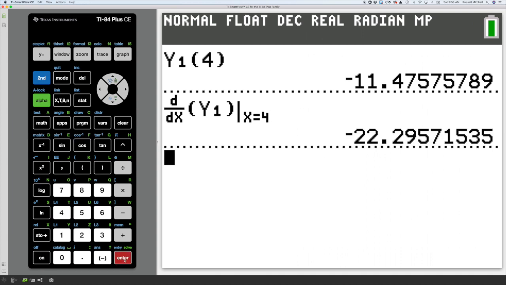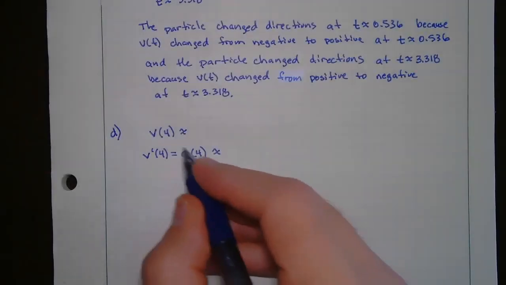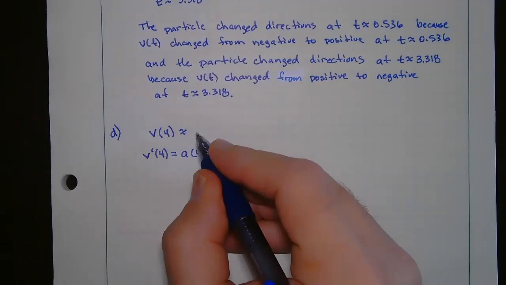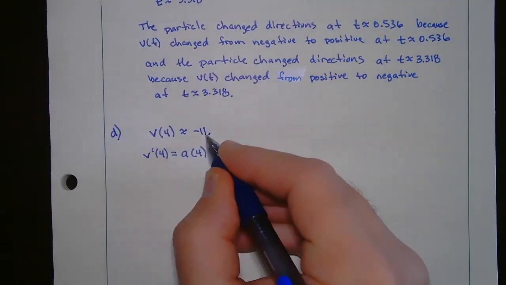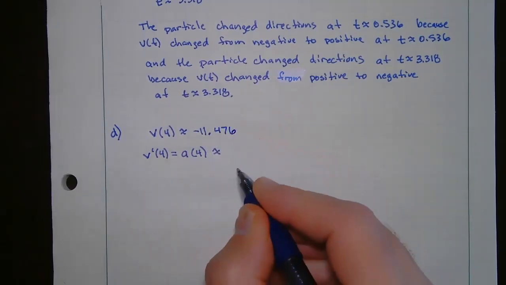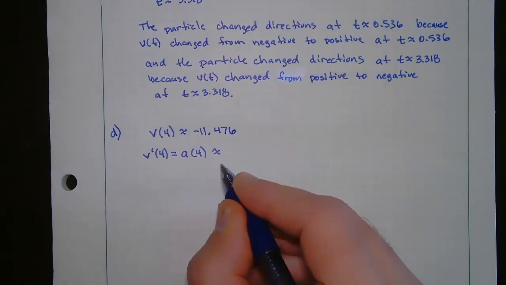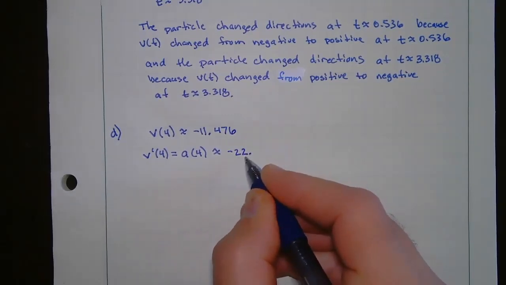And this gives us negative 22.296, okay? So let's go back to our paper and record these two values. So from our calculator, for the velocity at 4, we got negative 11.476. And then for our acceleration, which is also the derivative, we got negative 22.296.